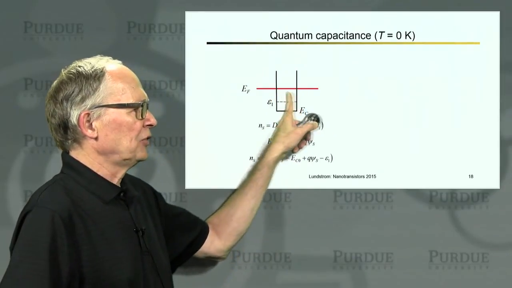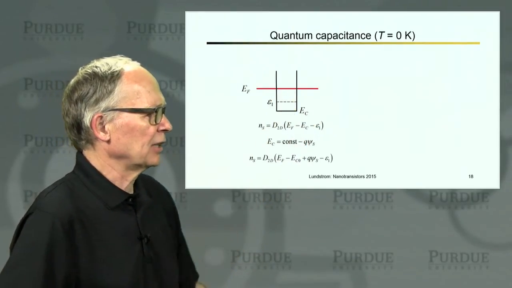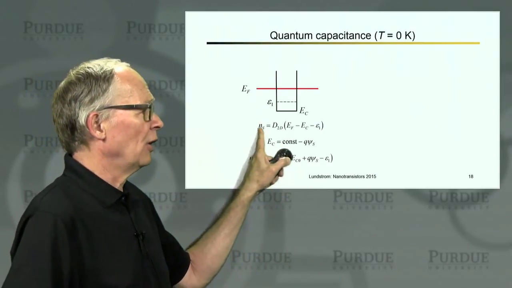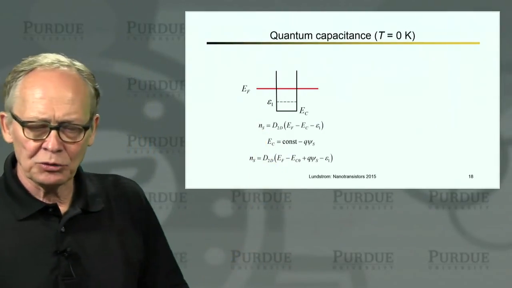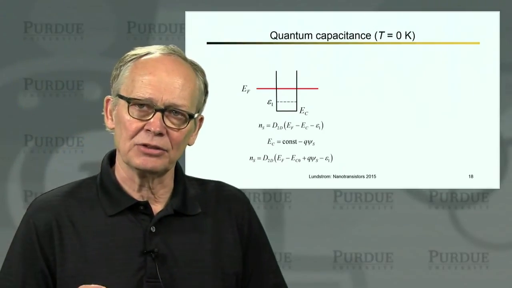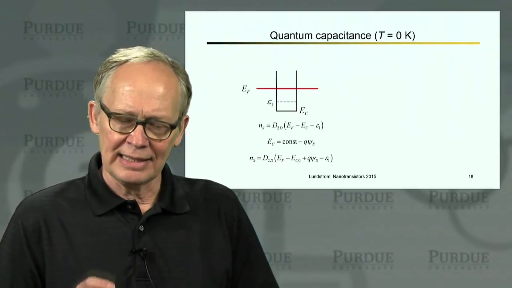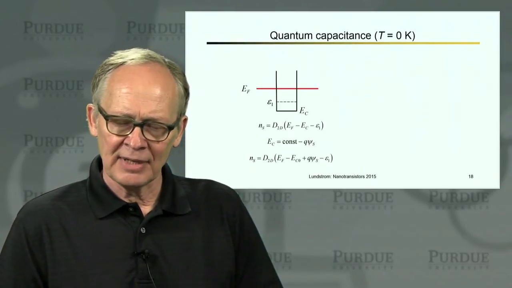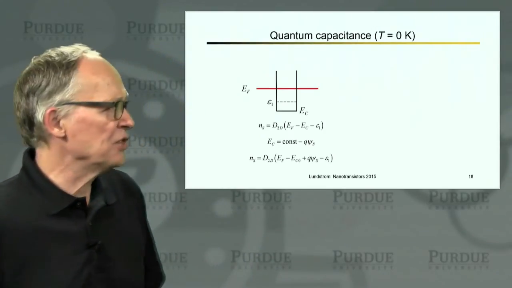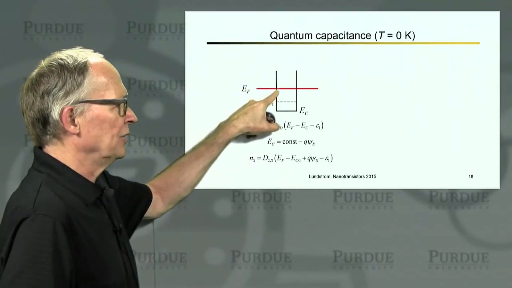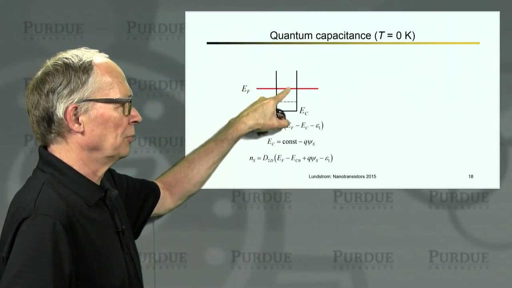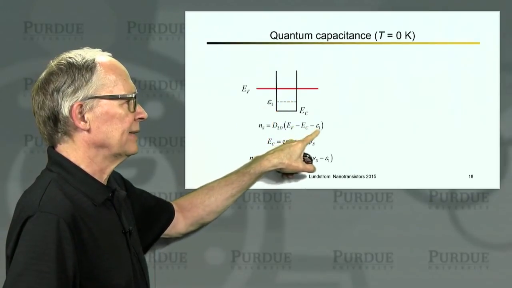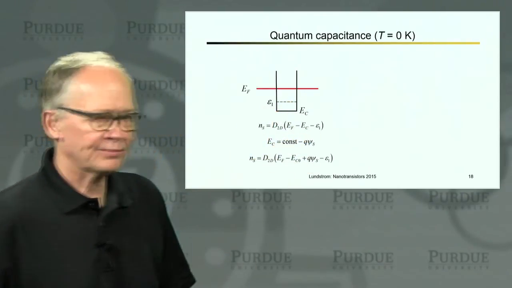So if I have a situation like this, where I have a lot of electrons in the conduction band, and I'm at 0 Kelvin, and I want to know how many electrons, I multiply the density of states for these two-dimensional electrons. That's the number of states per unit energy that are occupied. And I multiply them by the range of energies that are occupied. And the range is just the number of states that are below the Fermi level. So it's EF minus EC minus epsilon 1.